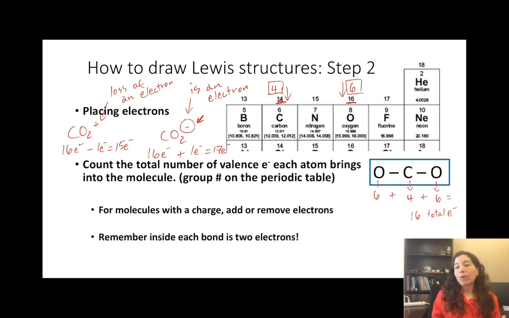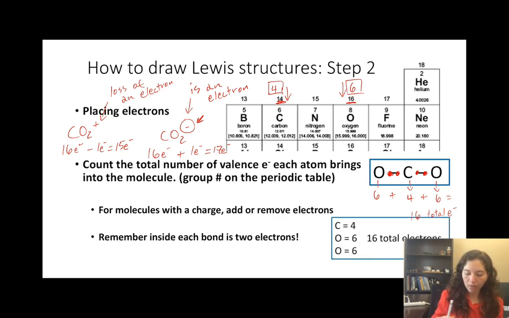Remember that we've already placed 4 electrons on the structure because inside of a chemical bond are 2 electrons. So we've already got 4 electrons in our structure. We're going to have to place the remaining 12. Okay. And we're going to cover how to do that in step 3.